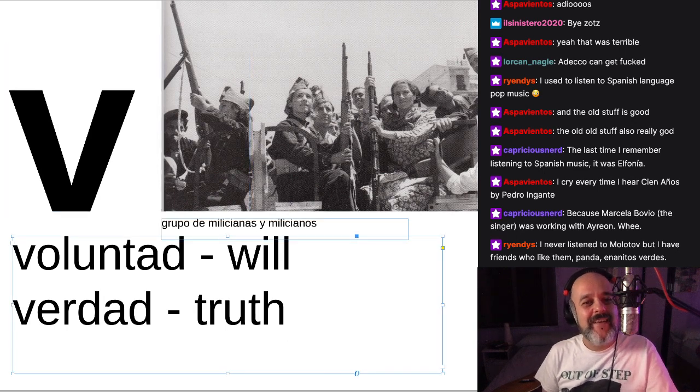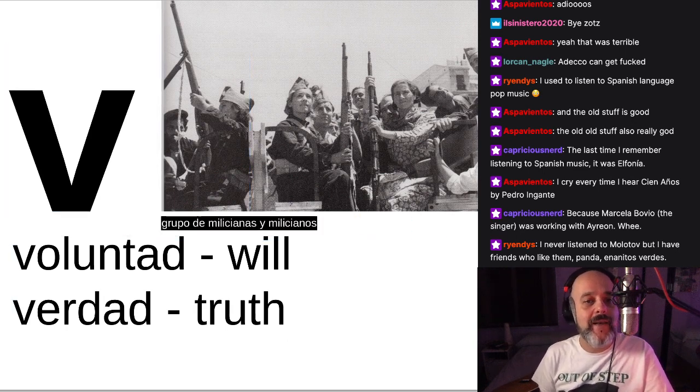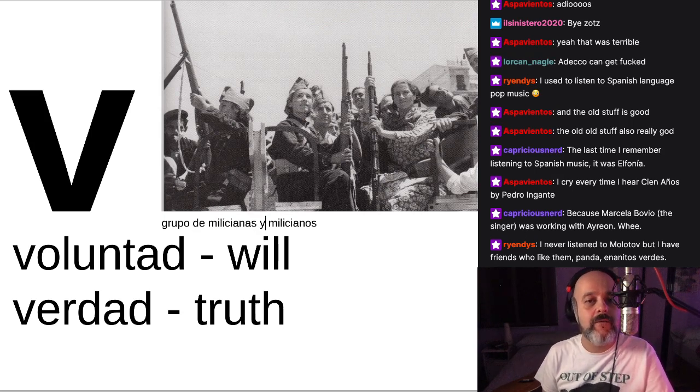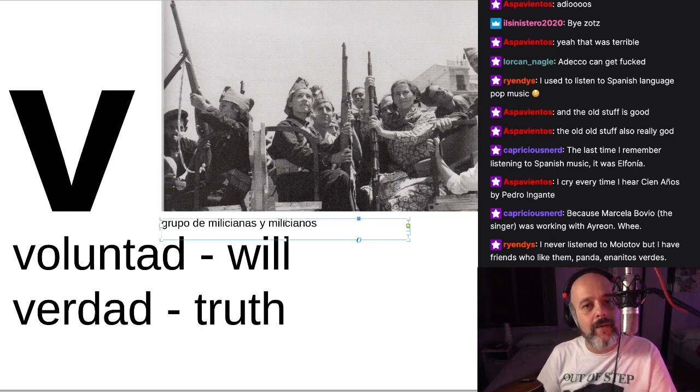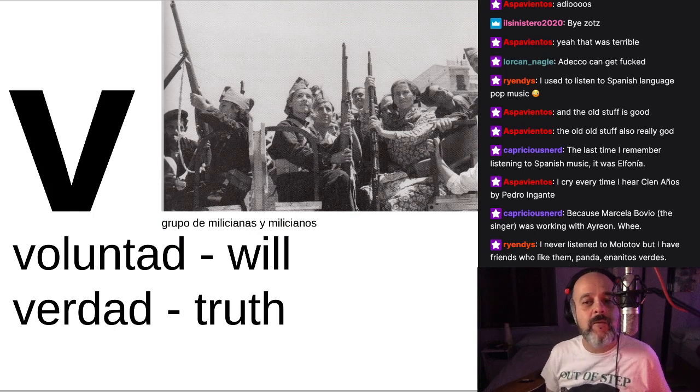At any rate, grupo, which is a group, de milicianas, group of militia women, y milicianos, and militia men. Because during the quote-unquote Spanish Civil War, which is not actually a civil war, but an extermination war carried out by the fascists after a failed coup d'etat, people organized themselves into militias, the milicias, which were voluntary groups of people arming themselves to go to the front lines and fight fascism.